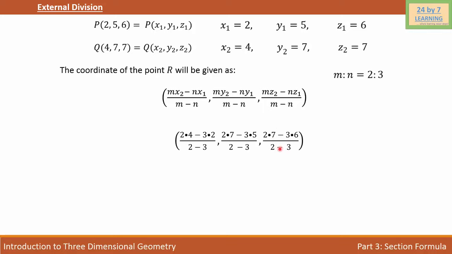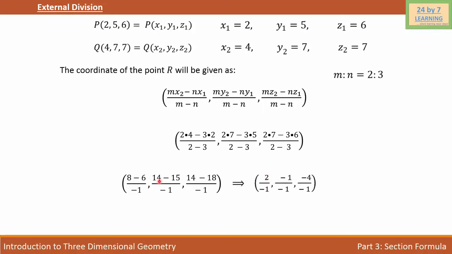This is my z. If we simplify, we will get (8 minus 6) over negative 1, (14 minus 15) over negative 1, and then (14 minus 18) over negative 1. So 8 minus 6 is 2, so we'll write 2 over negative 1, and then 14 minus 15 is negative 1, so we'll write negative 1 over negative 1, and then 14 minus 18 is negative 4 over negative 1. So 2 over negative 1 is negative 2, negative 1 over negative 1 is 1, and then negative 4 over negative 1 is 4.